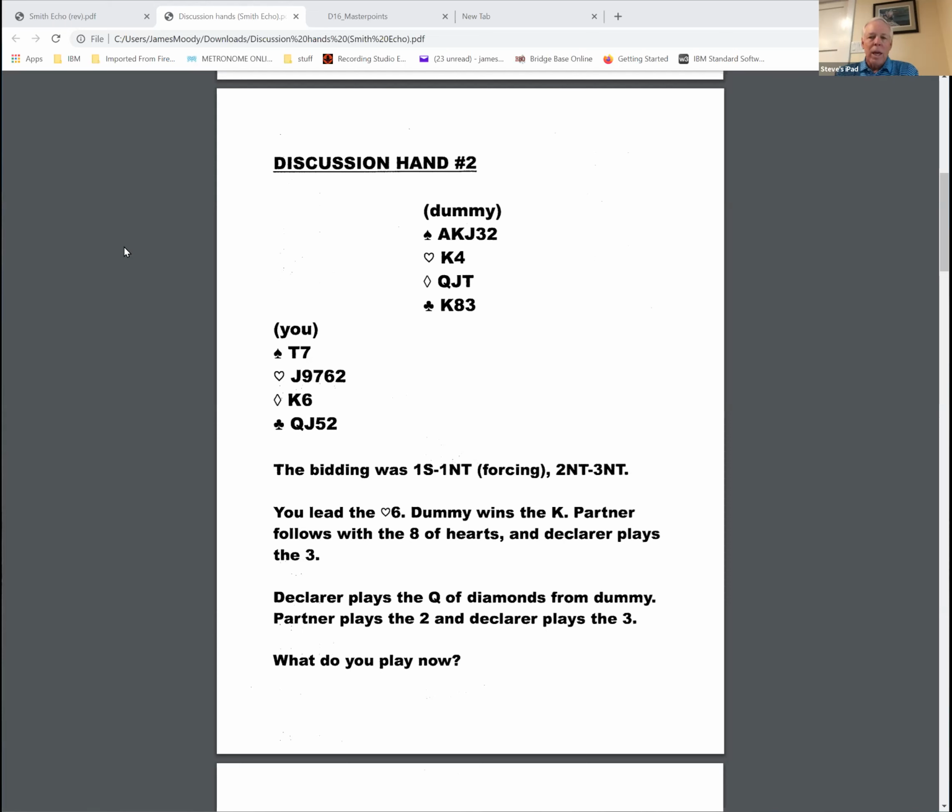So now south is declarer, and here you are on opening lead, and you have no reason to do anything but lead 4th from the highest of your longest and strongest suit. So you lead the 6 of hearts. Dummy wins the king, partner plays the 8, and declarer plays the 3.